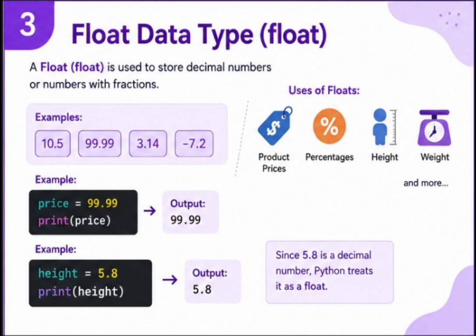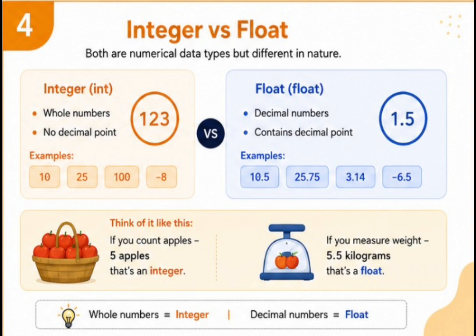price = 99.99. Here price is the variable and 99.99 is the float value. Floats are absolutely essential when you need precision. Think about product prices at the store, percentages on a test, your height, your weight, or complex scientific calculations. If you write height = 5.8, Python automatically stores the value as a float because of the decimal point. So the main takeaway here is simple: whole numbers are integers and decimal numbers are floats.